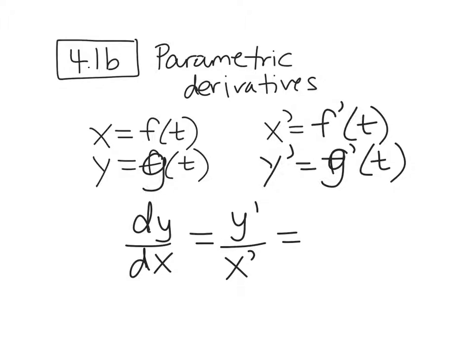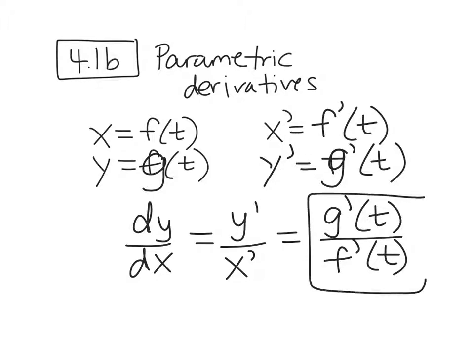I just noticed that because I was thinking f prime of t over f prime of t is going to be 1. All right, so you take the derivative of the y function, which is g prime of t, over the derivative of the x function, which is f prime of t. That's it. They're different. I'm sorry. I have it on my paper. I don't even know why I wrote it like that.